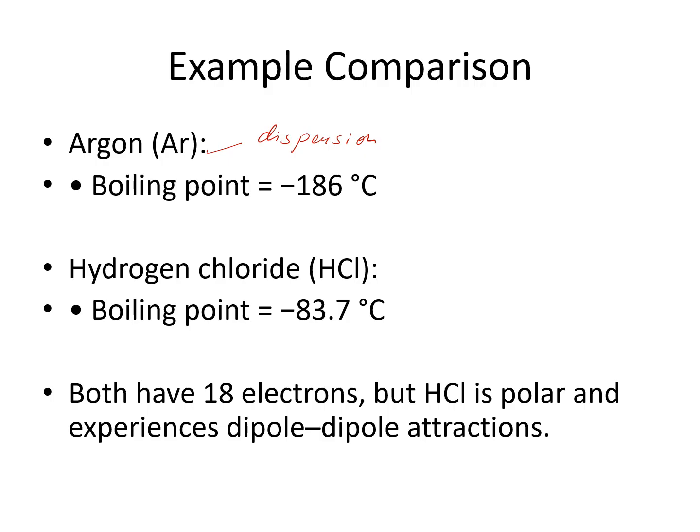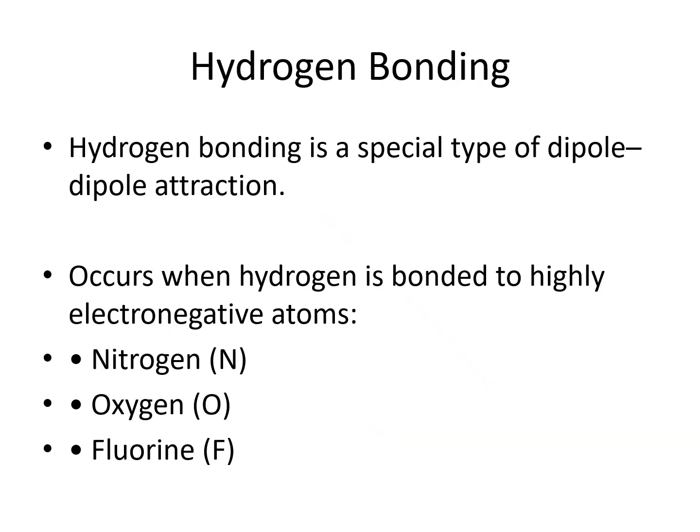Now in the case of HCl, you have dipole-dipole, isn't it? So both have 18 electrons, but HCl is polar and experiences higher dipole-dipole attraction. That's why you see a difference in boiling point. The boiling point of argon is minus 186, but the boiling point of hydrogen chloride is minus 83.7. So this is why you have to understand what type of forces are present between the molecules.